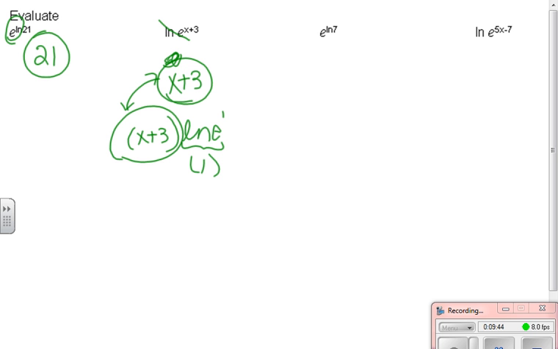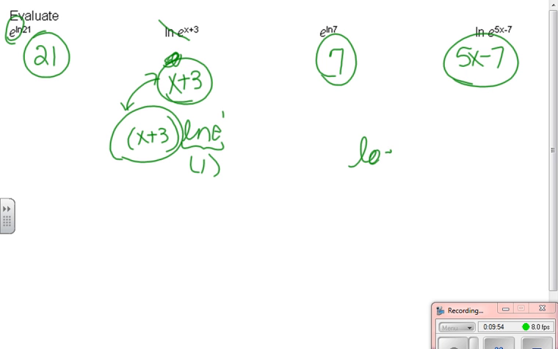Conversely, e to the ln of 7 is just going to be 7, and the ln of e to the 5x minus 7 is 5x minus 7. This is the same rule as when we take log base 10 of 10 to the 5th, we say is 5. So that's the same rule in effect here that we were using with the common logs.